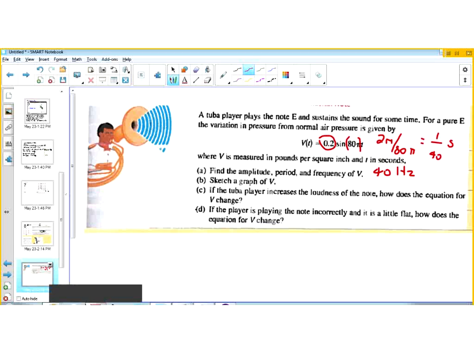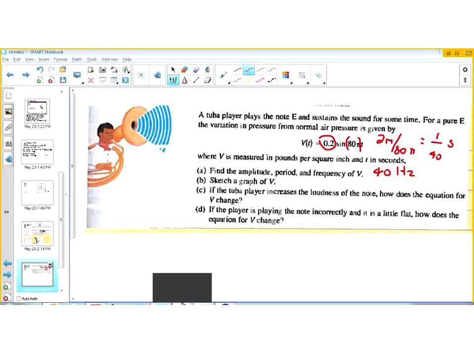And so what is part B? We want to sketch the graph. Let me pull up a picture of the graph. I'll give it to you, because doing this by hand would be pretty challenging, since you'd have to show 40 cycles, 40 periods in a second. And I think in the graph solution they just show 20 periods over half a second.